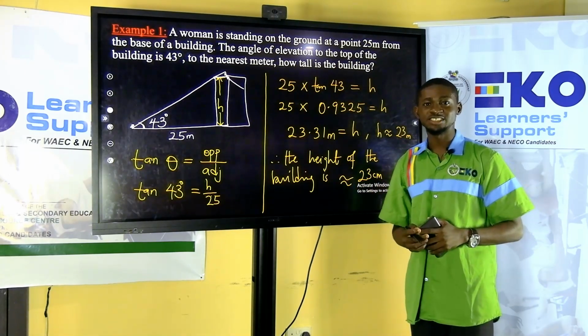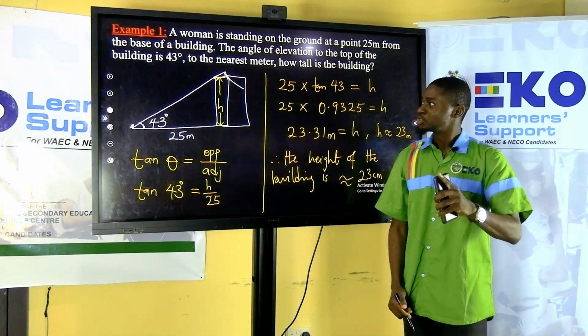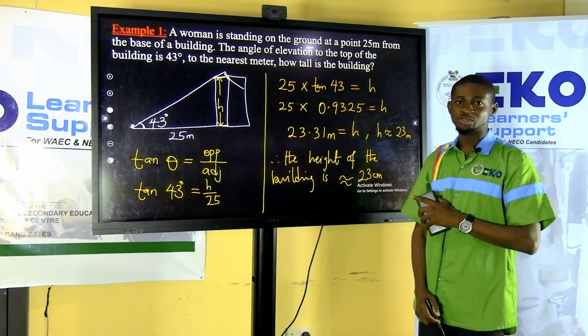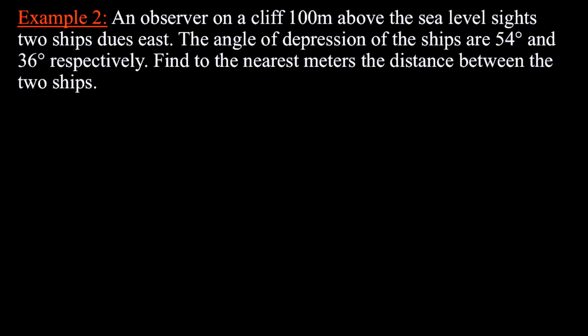Isn't that interesting? Fantastic. So let's move on to the next question. An observer on a cliff 100 meters above sea level sights two ships due east. The angles of depression of the ships are 54 degrees and 36 degrees respectively. Find, to the nearest meter, the distance between the two ships.